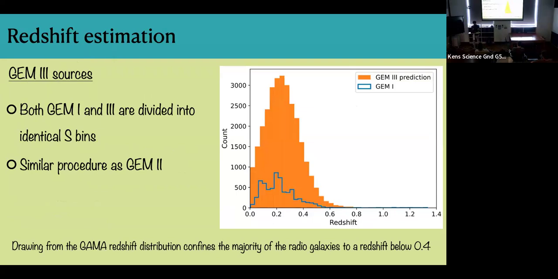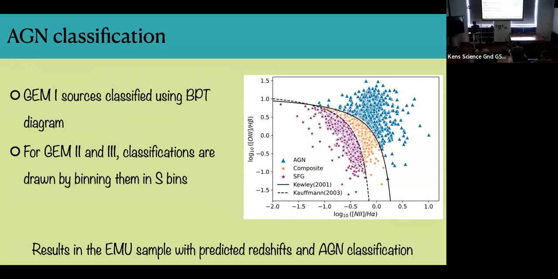Okay, the same procedure and the predicted redshift distribution for the GEM3 sample is shown as the orange histogram. It's a large sample, and its redshift distribution closely follows the reference sample of GAMA. This is not that good because there is no way that all of these radio galaxies lie within a redshift value of 0.4, as per GAMA's maximum value. This will have some implications when we go on to deriving the luminosity functions. I'll talk about that later.